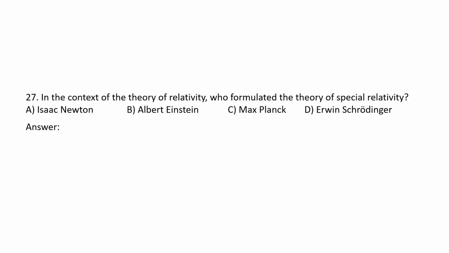In the context of the theory of relativity, who formulated the theory of special relativity? Letter A, Isaac Newton. Letter B, Albert Einstein. Letter C, Max Planck. And letter D, Erwin Schrödinger. The answer is.